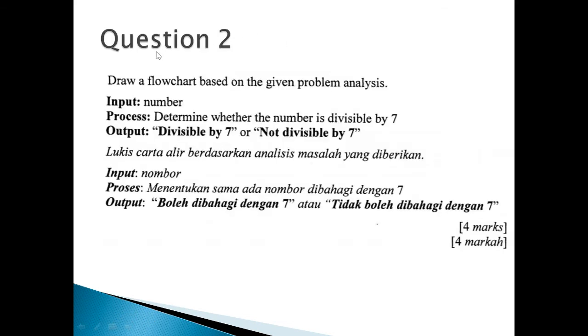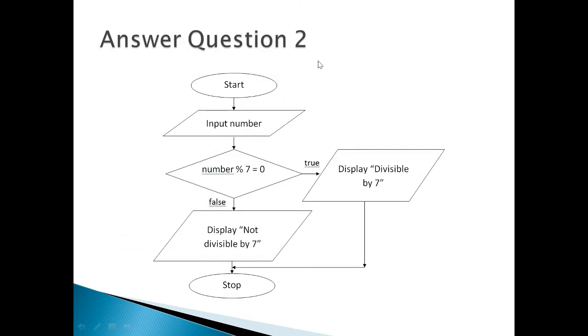Okay, we go for question 2. We need to draw a flowchart based on the given problem analysis. Given input number, process: determine whether the number is divisible by 7, output: divisible by 7 or not divisible by 7. So create your flowchart, with shapes and arrows, shapes and flows, remember.